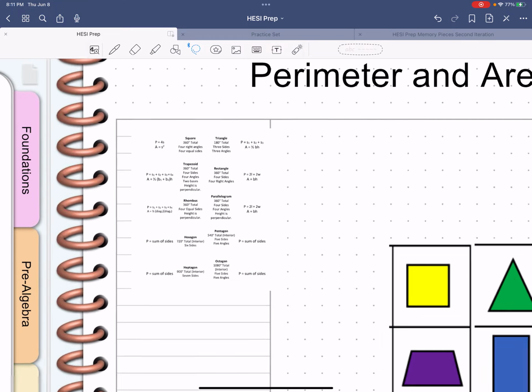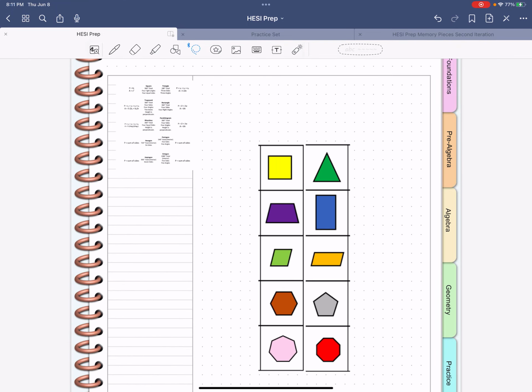But we'll take a look at each of these. I'm going to do the area and the perimeter for each one of them. I thought I would do all of the perimeters and all of the areas, but I think I'm just going to do them by shape. So let's start with the square.